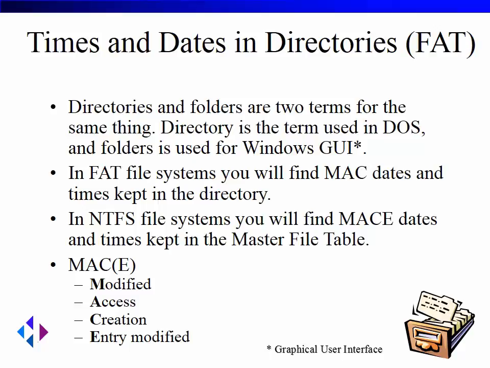In the FAT file system, you'll find MAC dates and times are kept in a directory. The MAC, what is that? That's the modified time, the access time, and the creation time. In the NTFS file system, though, you'll find MACE. MACE refers to modified, access, creation, and entry modified.